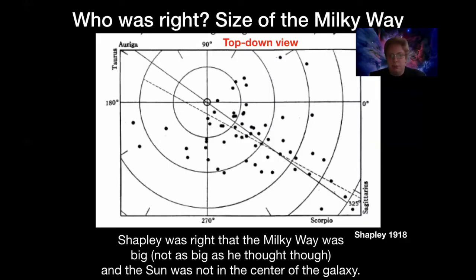So Shapley was actually right about it. Shapley was the one who figured out that the Milky Way is bigger than was traditionally believed, and that the sun is not at the center of it. The sun is kind of on the outskirts. Now, when everything was said and done, Shapley was not completely right. He thought the Milky Way was about 3 times larger than it actually is. But he had the right idea, and he figured out what the hole in the logic was.